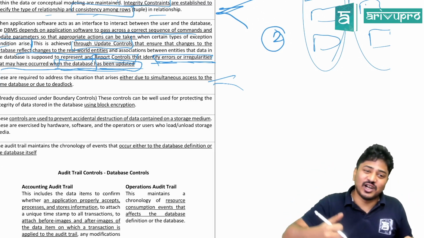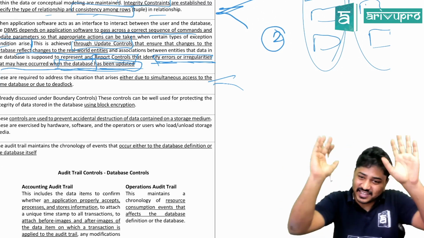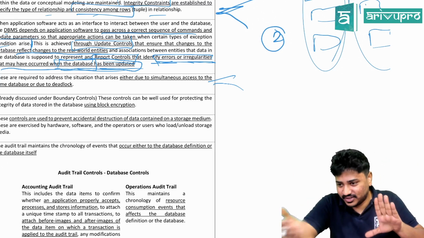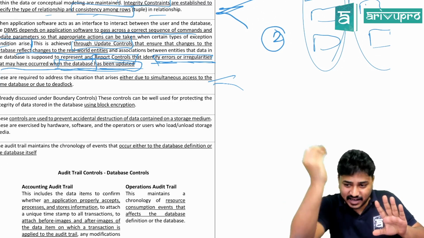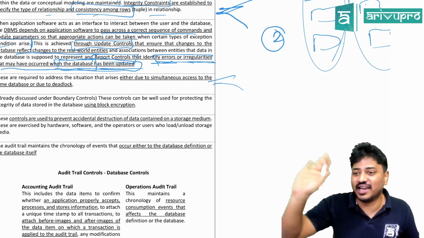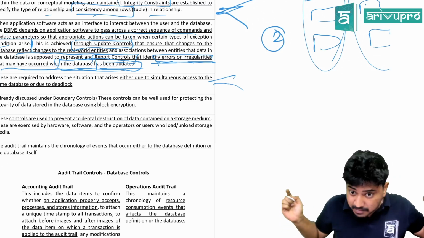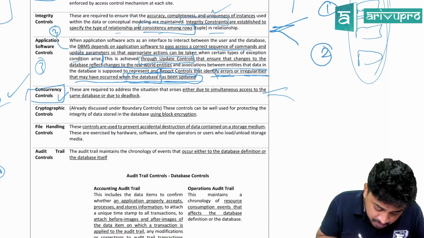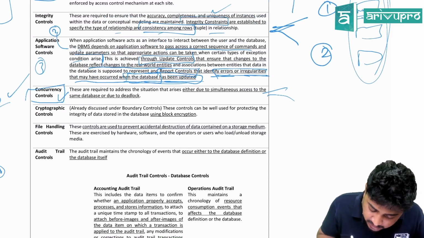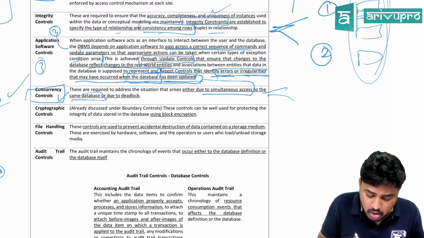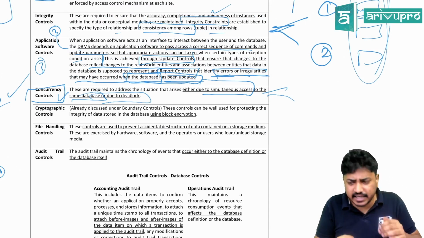The bank should not allow 1 lakh and 1 lakh, 2 lakhs purchase. There should be controls to check which one is first. Amazon, okay, 1 lakh debited. Then it should process your Flipkart order and say, hey, balance is not there. At the same time I'm accessing the database for the same account. So have controls. These are required to address the situation when either due to simultaneous access to the same database or due to deadlock.